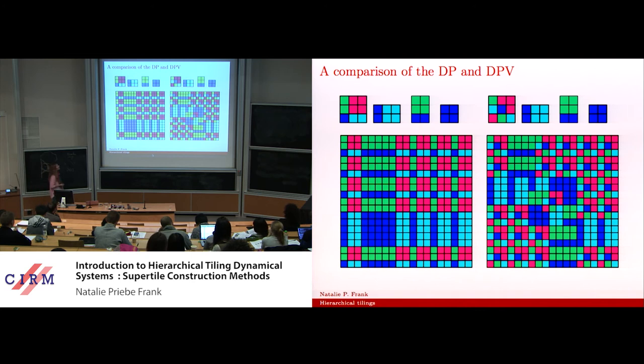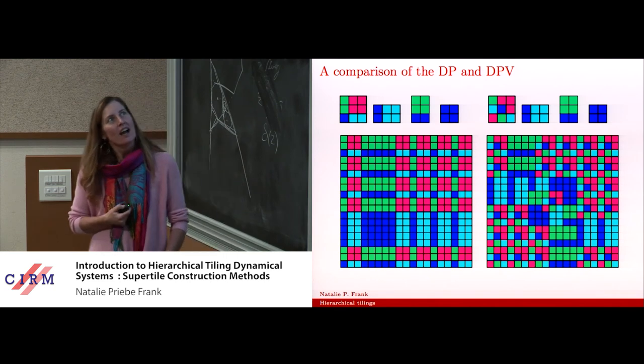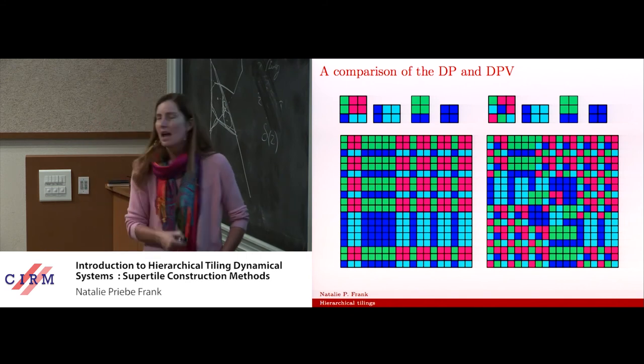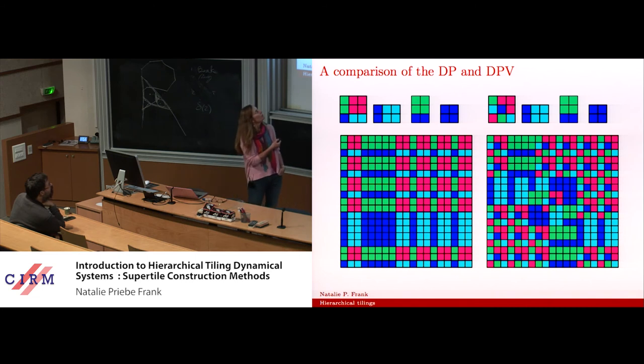So if you make a direct product substitution, they always sort of look like plaid, like tartan, like Scottish. That's what they always look like to me. And then you can really see that it's a direct product somehow. And in this one, we've completely broken the direct product structure, even though we only varied just those four tiles.